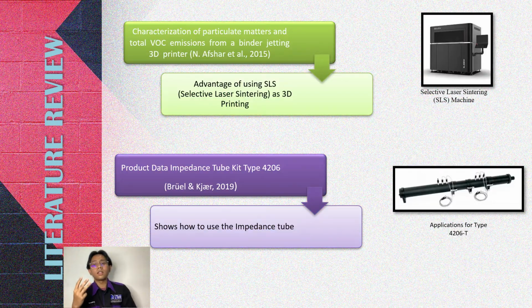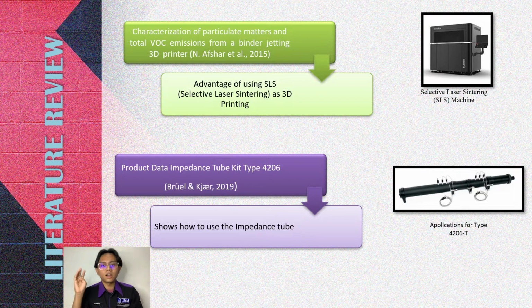The third article that relates to my project is characterizations of particulate matter and total VOC emission from a binder jetting 3D printer. This states the advantage of using SLS, selective laser sintering, as a 3D printer. So that is the reason why I chose SLS as the 3D printer to build my prototype.